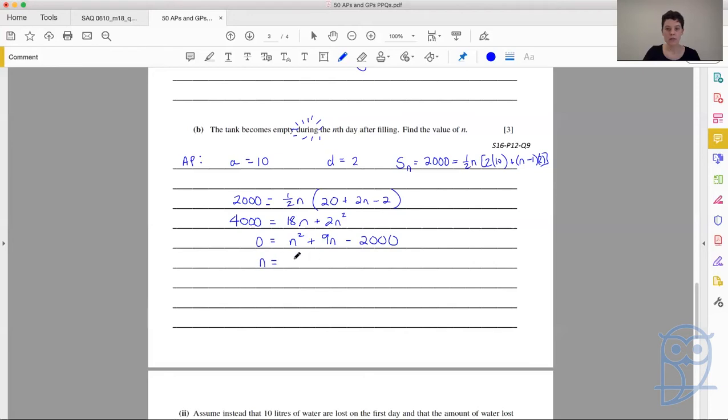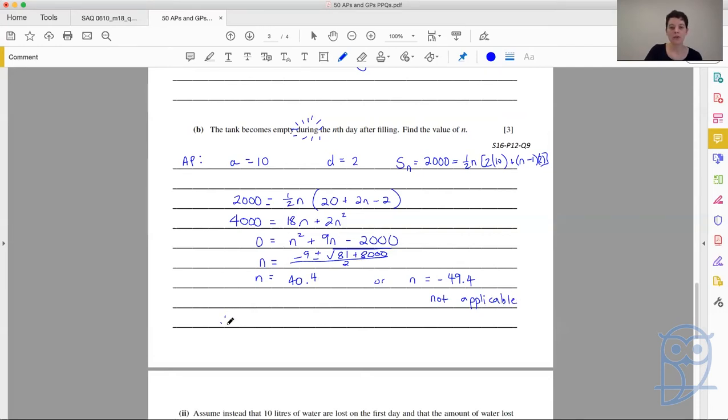So n equals minus 9 plus minus square root b squared minus 4ac gives us plus 4 times 2000 plus 8000, all over 2. So n is going to equal 40.4, or n is going to equal minus 49.4. Well, this is an applied question. We cannot have a negative number of days, so this one is not applicable.